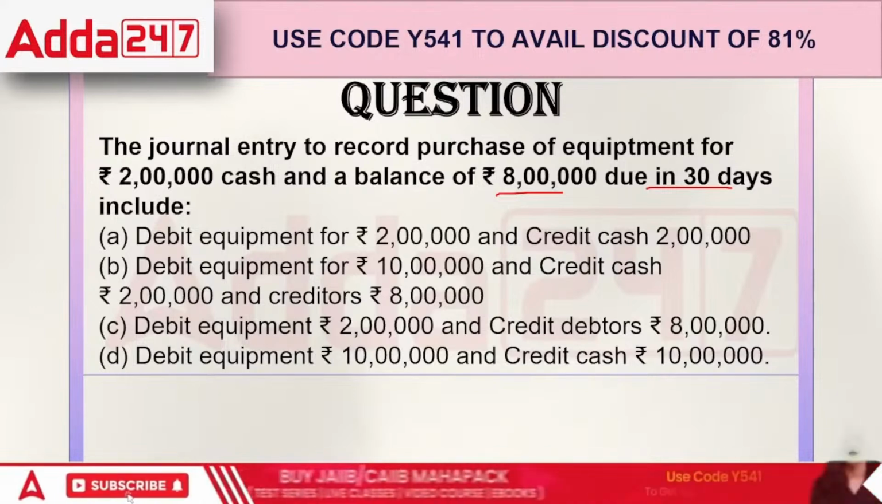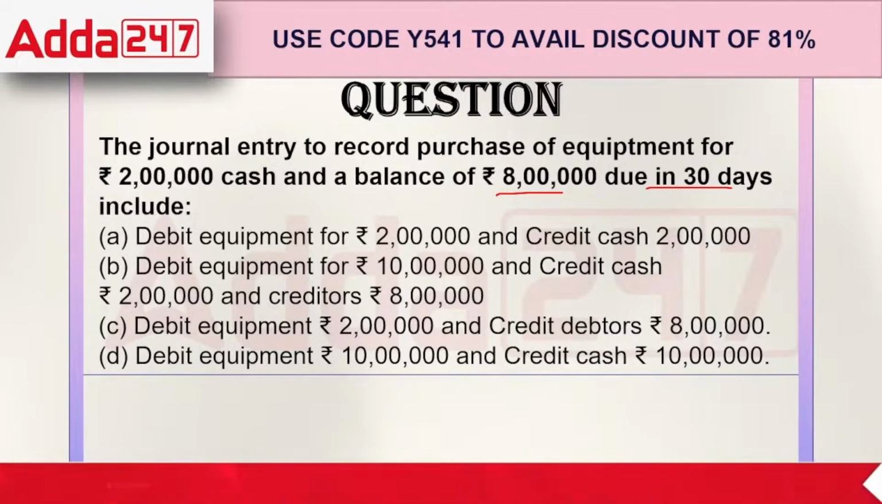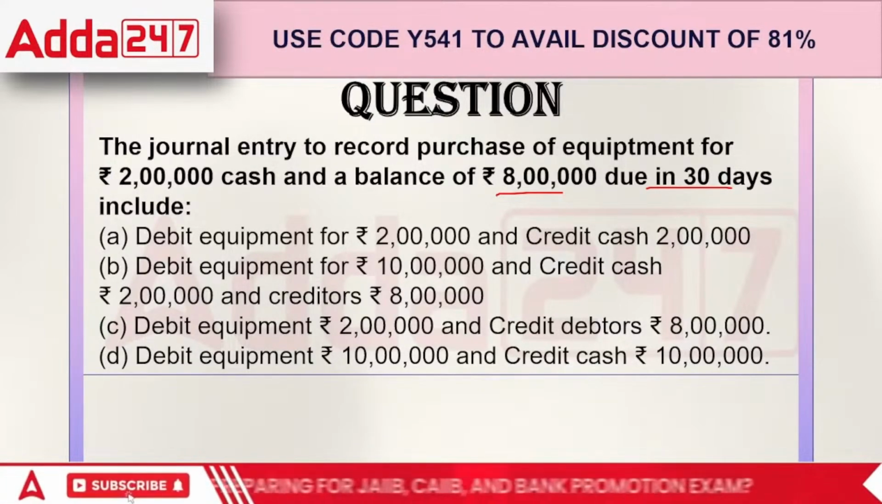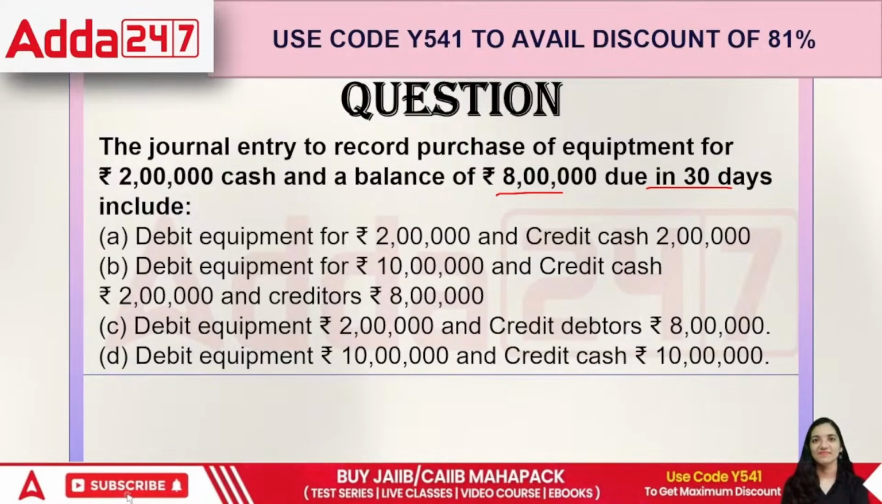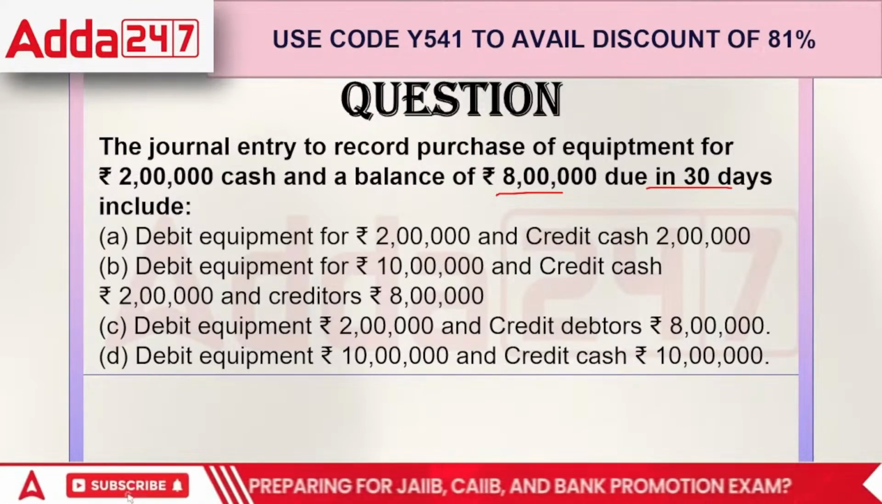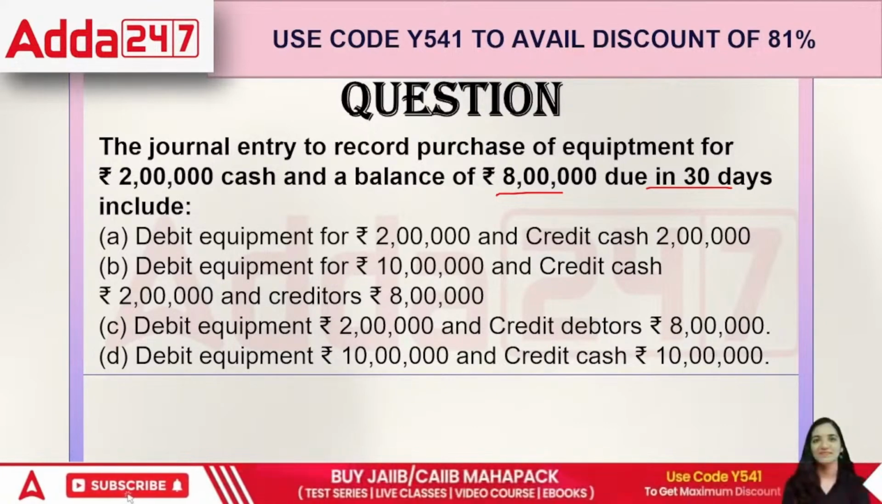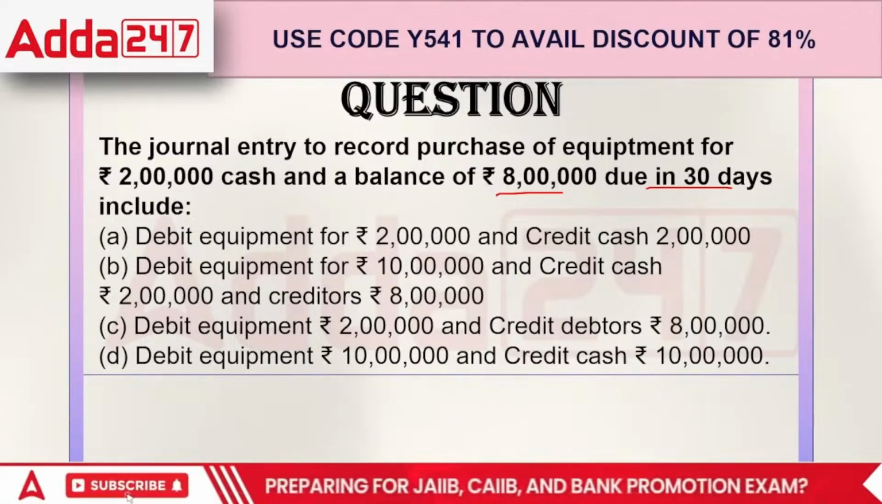It says debit the equipment with 2 lakh and credit the cash with 2 lakh because we're paying 2 lakh in cash right away. Or we should debit the equipment as 10 lakh and credit the cash with 2 lakh and creditors with 8 lakh, or debit the equipment with 2 lakh and creditors with 8 lakh, or debit equipment as well as cash with 10 lakh. Currently, you can see we have bought the equipment for 10 lakh rupees. It's basically 10 lakh overall now.